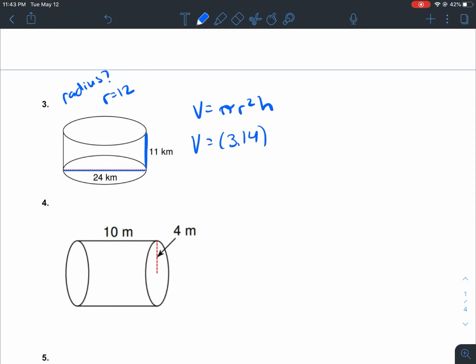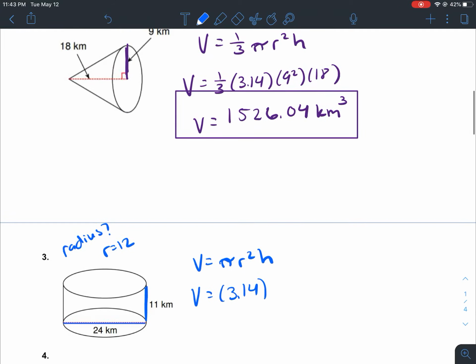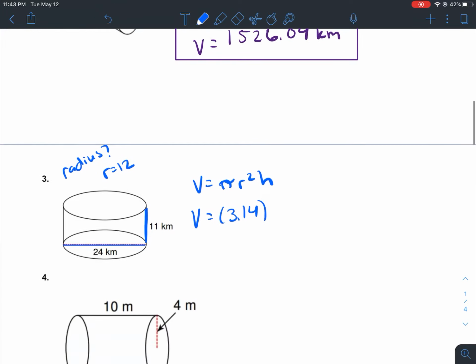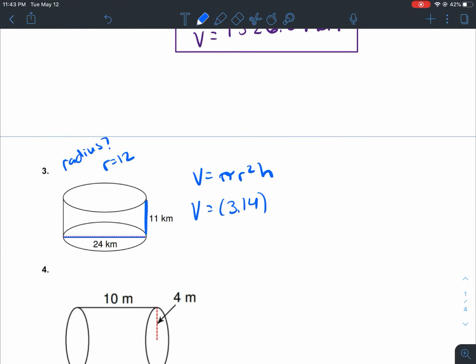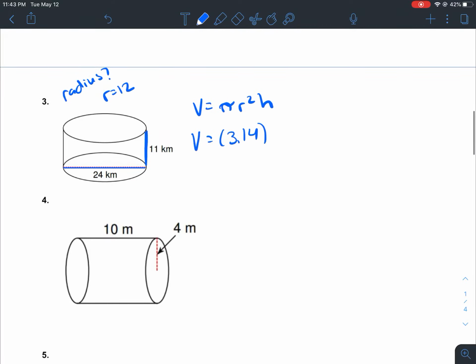Again, I'm just going to use 3.14. If you have a pi button on your calculator, go ahead and use that. If you are using the pi button on your calculator, you might be getting very slightly different answers just because of rounding issues. I'm aware of that when I'm grading this, so don't worry about it. If you prefer to use the pi button, go ahead. If you like to use 3.14, go ahead. I will grade accordingly.